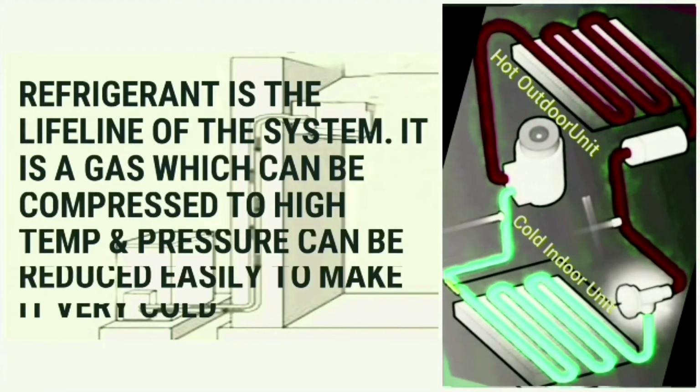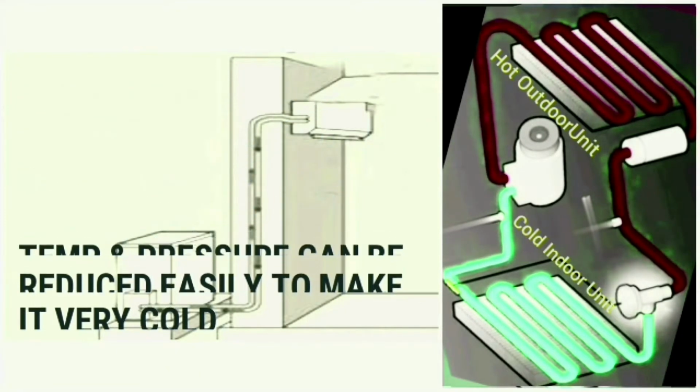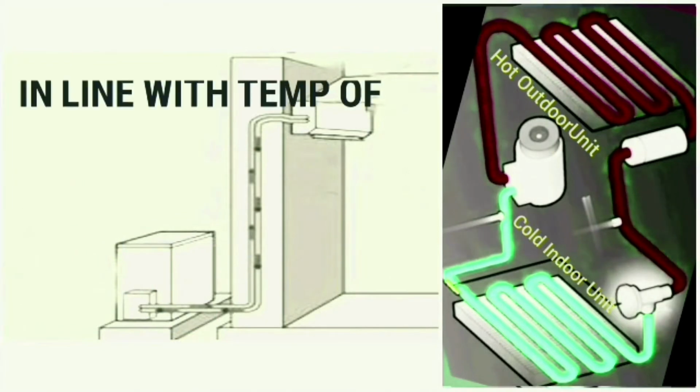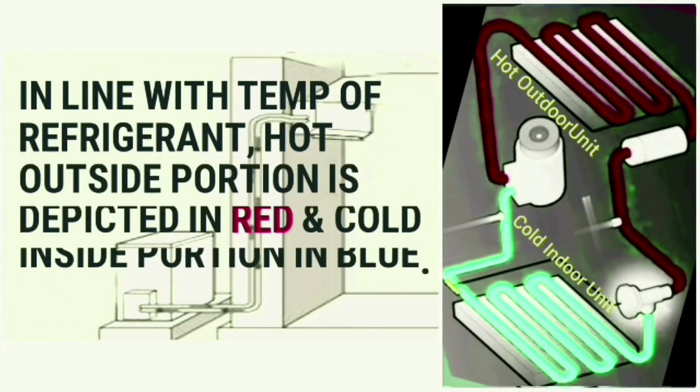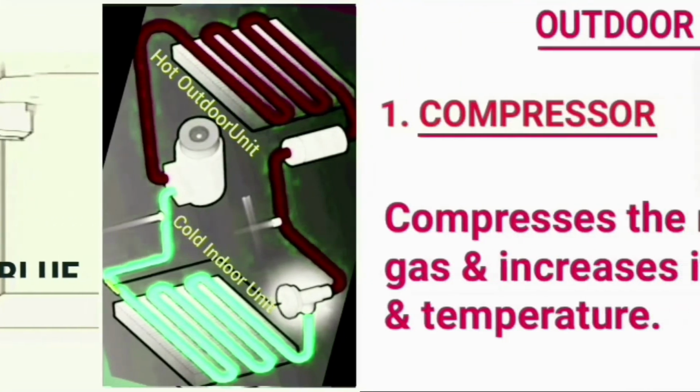Refrigerant is the lifeline of the system. It's a gas which can be compressed to high temperature, and pressure can be reduced easily to make it very cold. In line with temperature of refrigerant, hot outside portion is depicted in red and cold inside portion in blue.